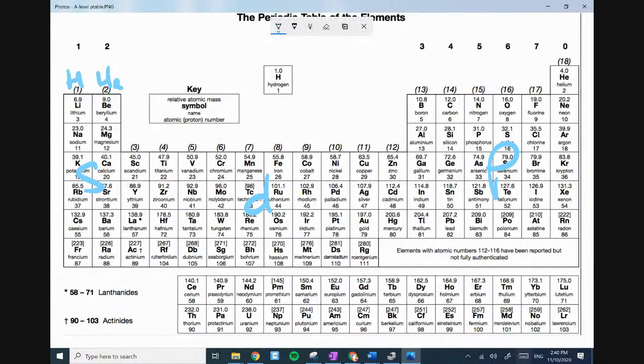A reminder of definitions. An S block element is an element whose outermost electrons are in the S subshell. A D block element is an element whose outermost electrons are in the D subshell. And a P block element is an element whose outermost electrons are in the P subshell. This is the F block, by the way, and the outermost electrons are in the F subshell. So nice reminders of that, but we've got 1s2.